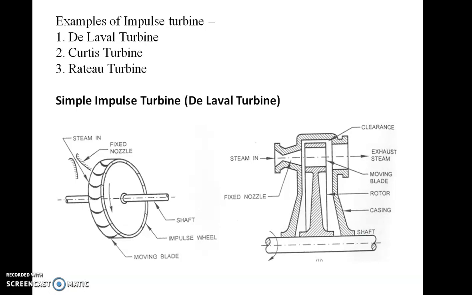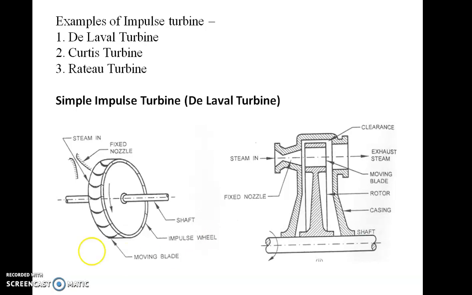So first one, let us see the simple impulse turbine. That is nothing but the De Laval turbine. The De Laval turbine is called a simple impulse turbine. Simple impulse turbine means you are using only a single stage turbine. A single stage turbine is nothing but your simple impulse turbine.